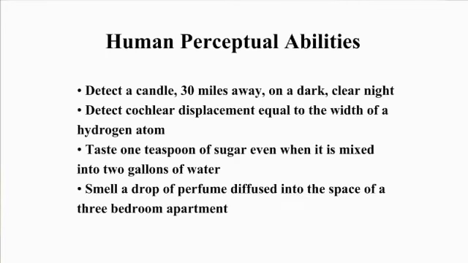So human perceptual abilities are amazing, as are perceptual abilities of many species in different areas. But humans can detect a candle 30 miles away on a dark, clear night. They can detect cochlear displacement, that's in your ear, equal to the width of a hydrogen atom. You can taste 1 teaspoon of sugar even when it's mixed in 2 gallons of water. You can smell a drop of perfume diffused into the space of a 3-bedroom apartment. So the human capacity to perceive the world in a highly sensitive way is remarkable.